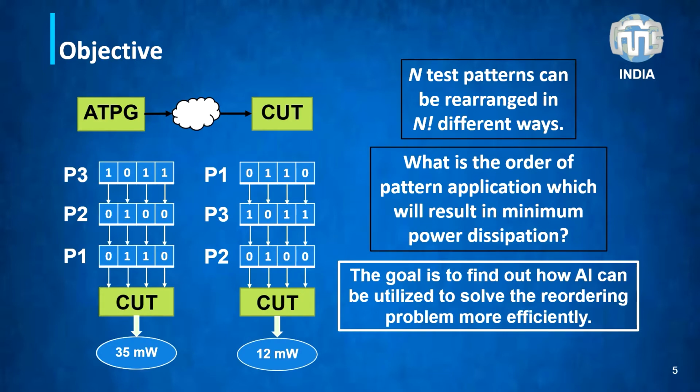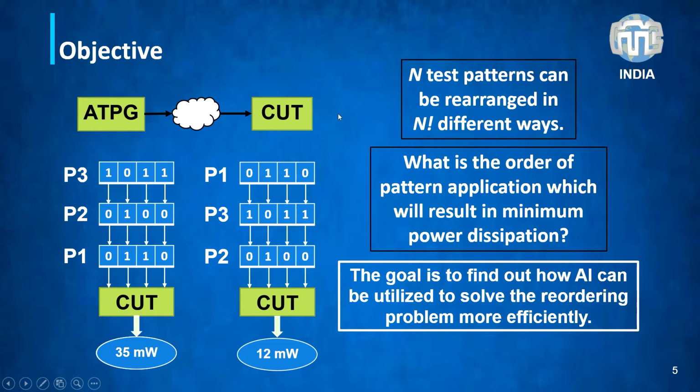So our objective is basically, for the test patterns generated by the ATPG, to reorder them in a way that, before applying those patterns to the circuit under test, the overall power dissipation is minimized. Suppose the patterns are P1, P2, P3. If I apply first P1, then P2, then P3, the power dissipation comes out to be 35 milliwatt. But if we reorder them like this, first P2, then P3, then P1, the power is reduced. Clearly, for n test patterns, there will be a total of n factorial different ways to rearrange them.